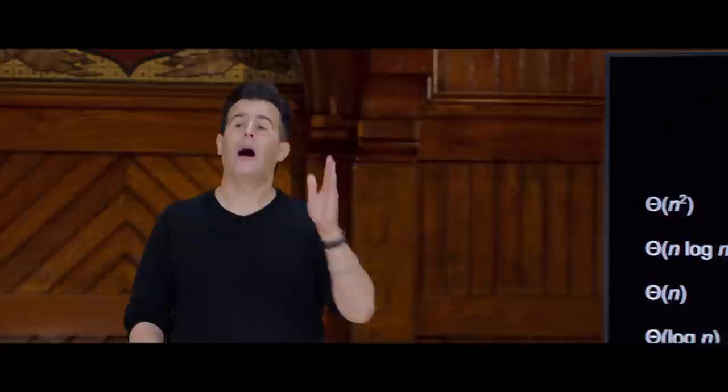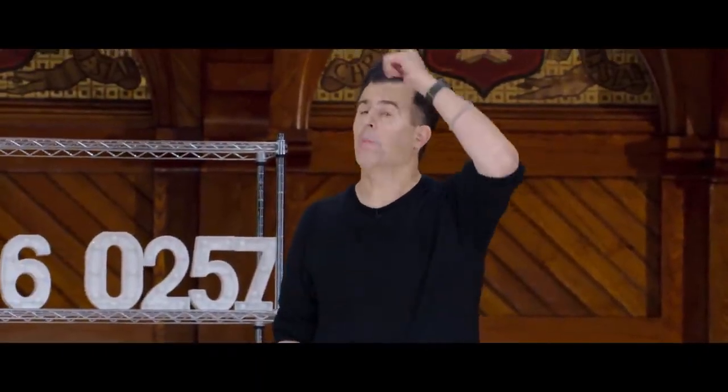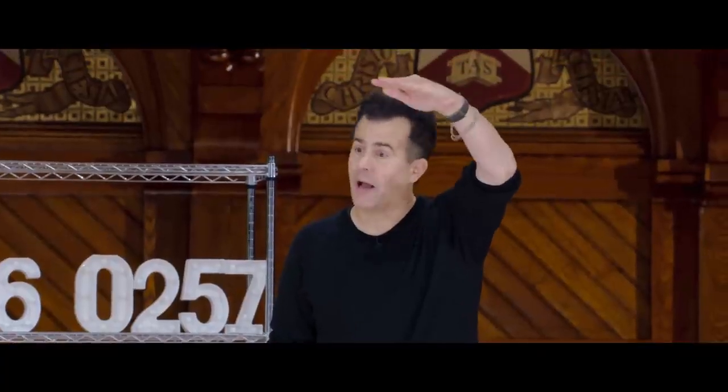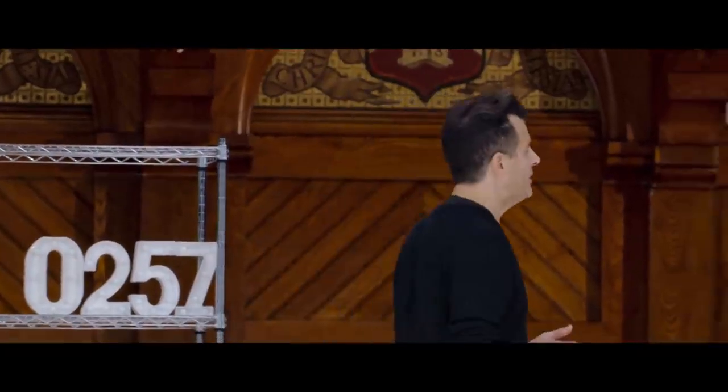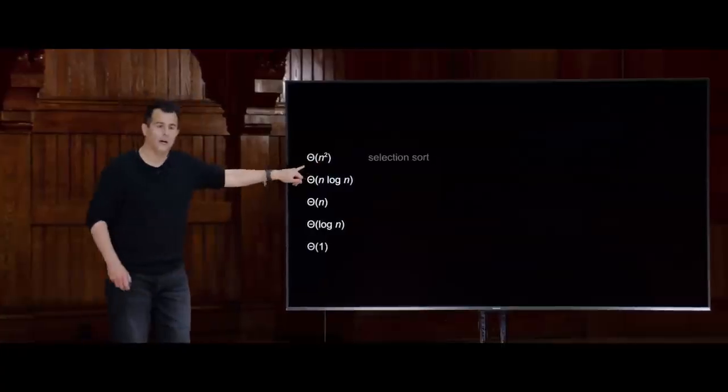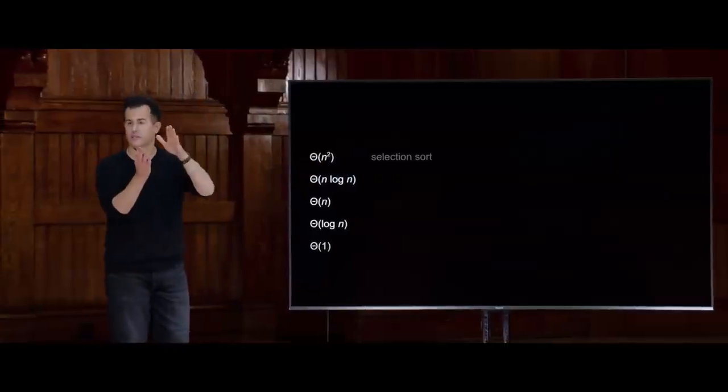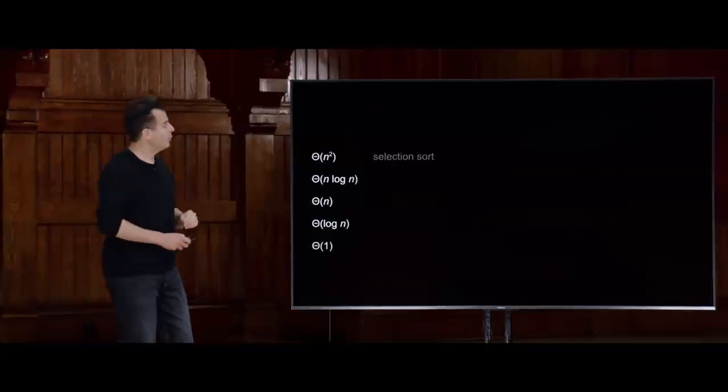And now just to bring in the other Greek term, the capital theta, if we have an upper bound of n squared and a lower bound of n squared, you can also now conveniently say that selection sort is in theta of n squared because they're one and the same. It's just a third term we can whip out.